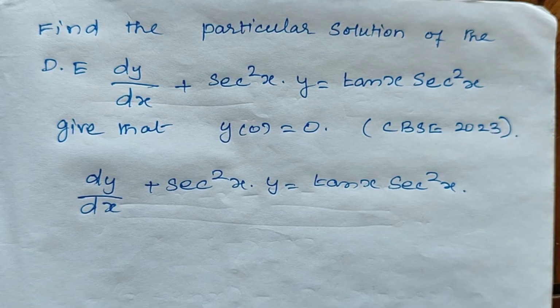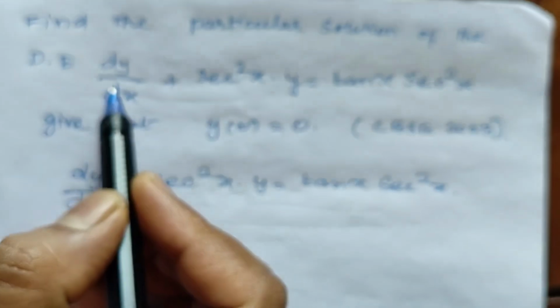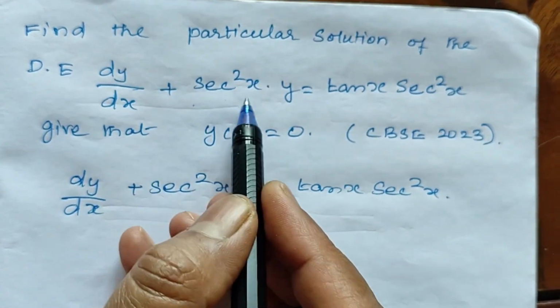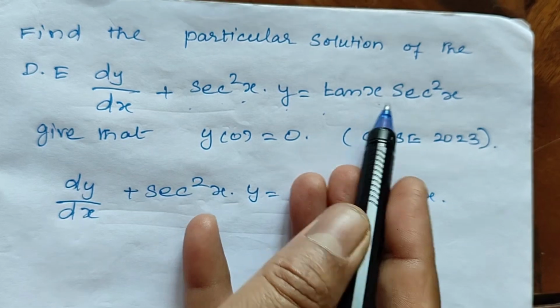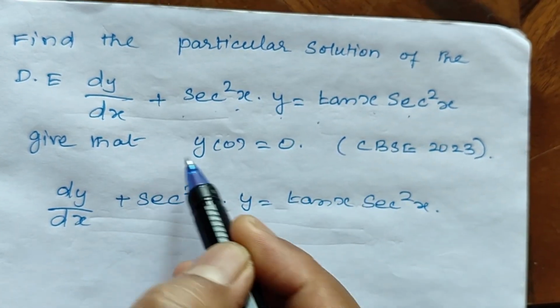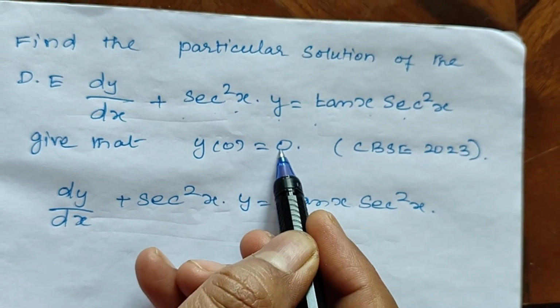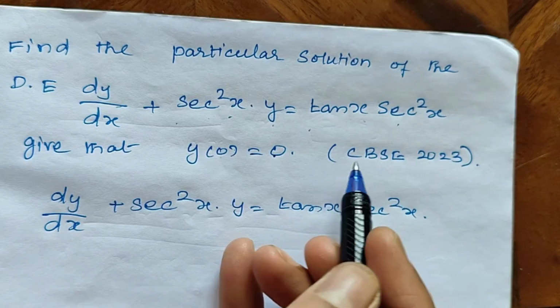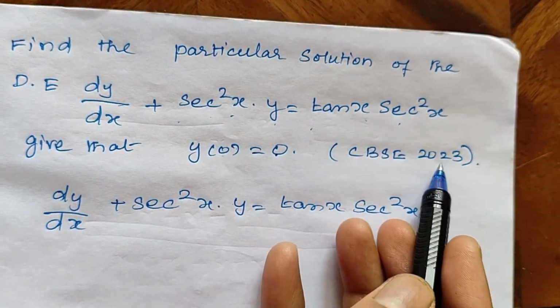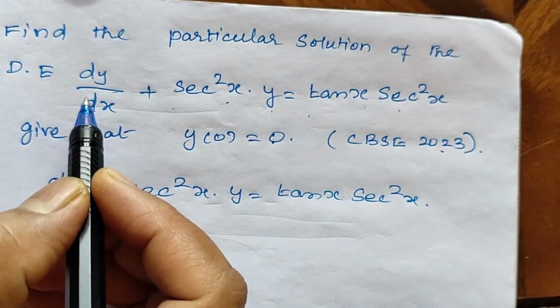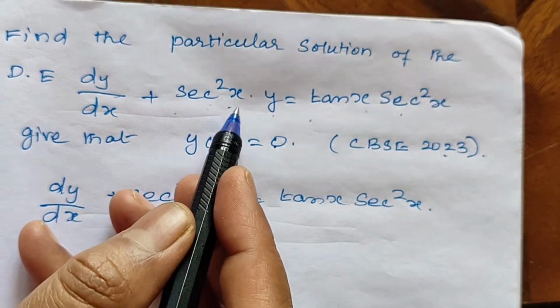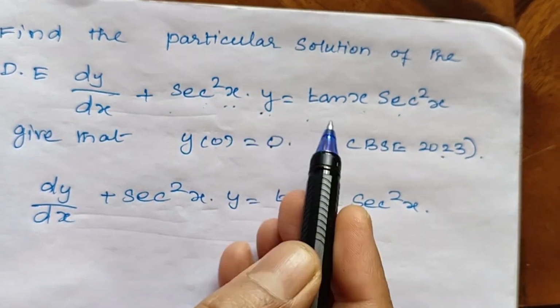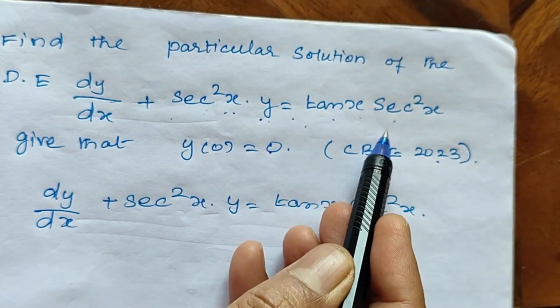Find the particular solution of the differential equation dy by dx plus secant square x into y equal to tan x secant square x, given that y of 0 equal to 0. So this is a CBSE 2023 question. What is the differential equation? dy by dx plus secant square x y equal to tan x secant square x.